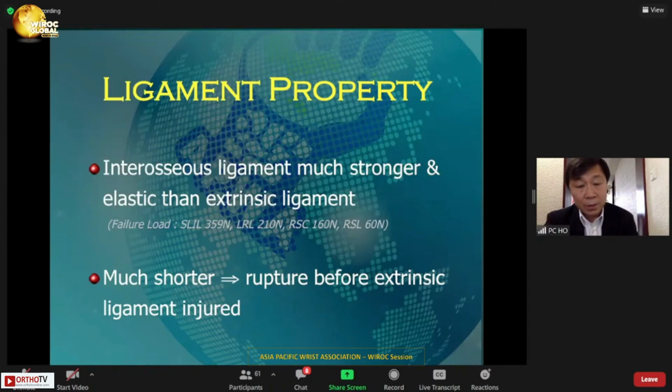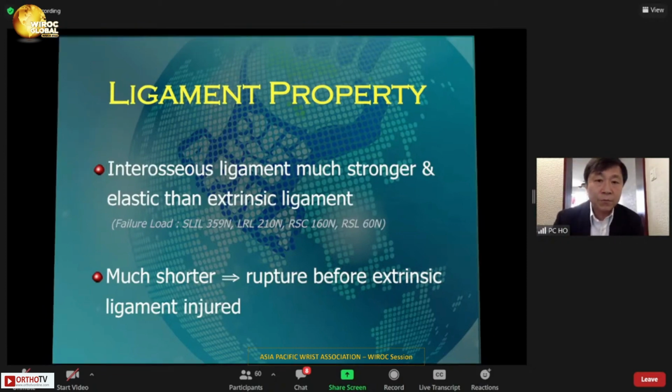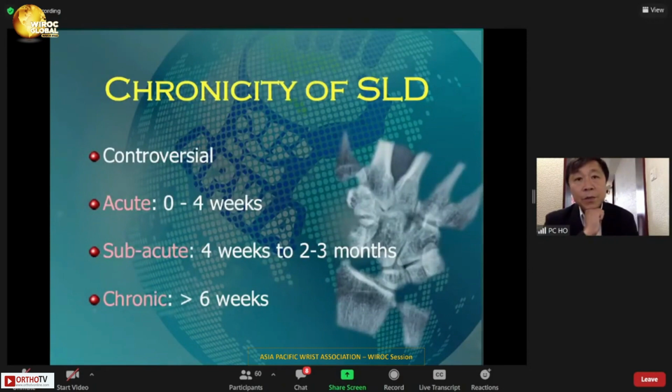It doesn't mean that the extrinsic ligament is completely normal, because it can be injured from the first instant. It's just that the force or the moment of injury may not visibly damage the ligament, but the deleterious effect may come in with cyclical loading of the wrist. Another difficulty is the chronicity of the scapholunate injury: when we can repair and when we cannot repair.